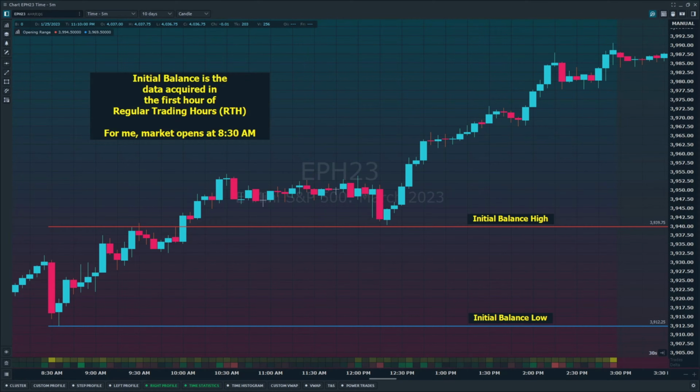We then at initial balance high want to see delta flip to greens, as in buyers are stepping in. And if we see this, we then want to get long. As we talked about in our initial balance video, statistically, if initial balance high holds, we should uptrend the rest of the day.